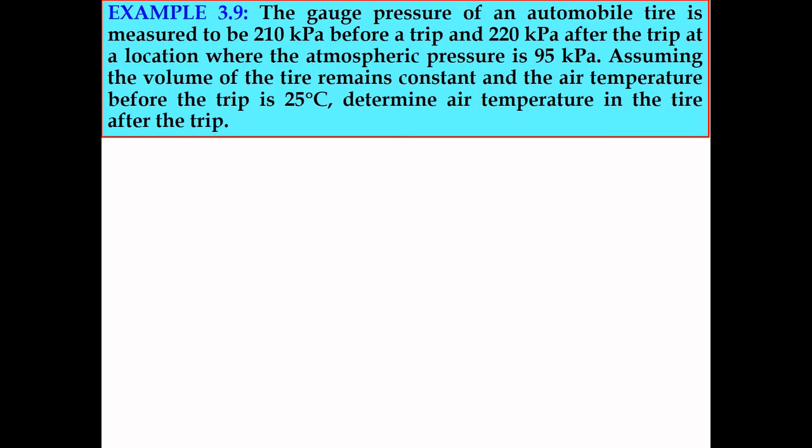Example 3.9. The gauge pressure of an automobile tire is measured to be 210 kPa before a trip and 220 kPa after the trip at a location where the atmospheric pressure is 95 kPa. Assuming the volume of the tire remains constant and the air temperature before the trip is 25 degrees Celsius, determine the air temperature in the tire after the trip.